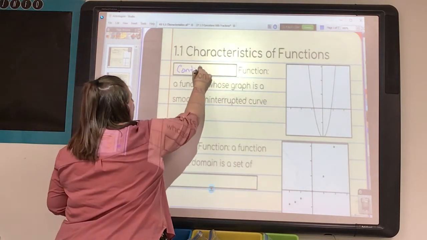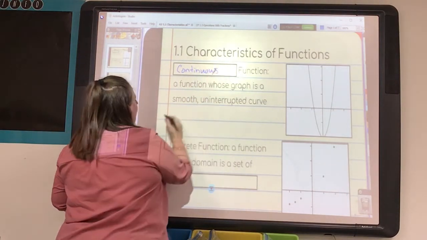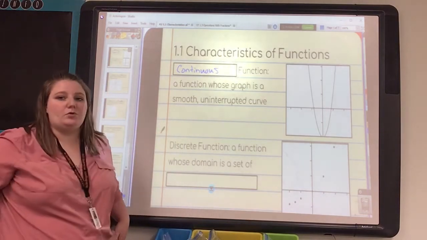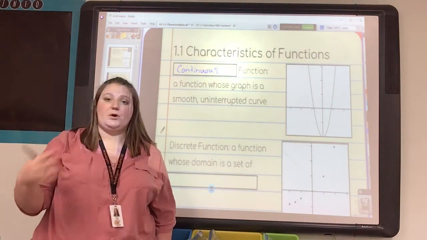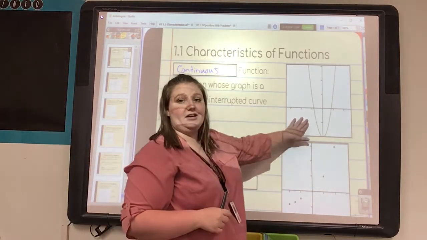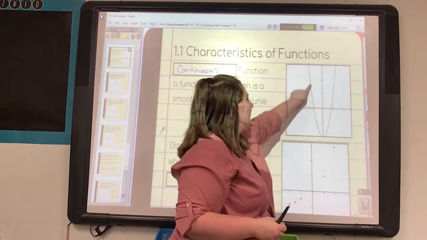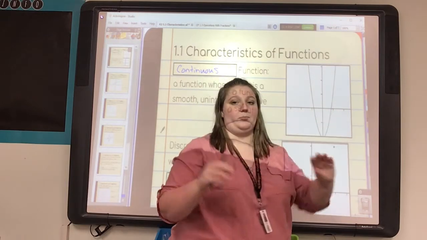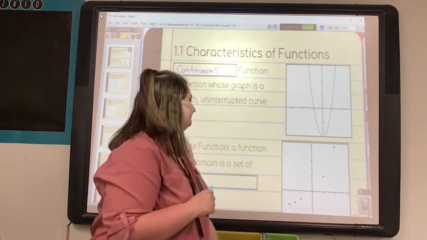So a continuous function is a function whose graph is a smooth, uninterrupted curve. So that's most of what we think of when we're thinking of graphs. So for example, this graph here would be continuous because the curve continues on smoothly. It never breaks or stops.